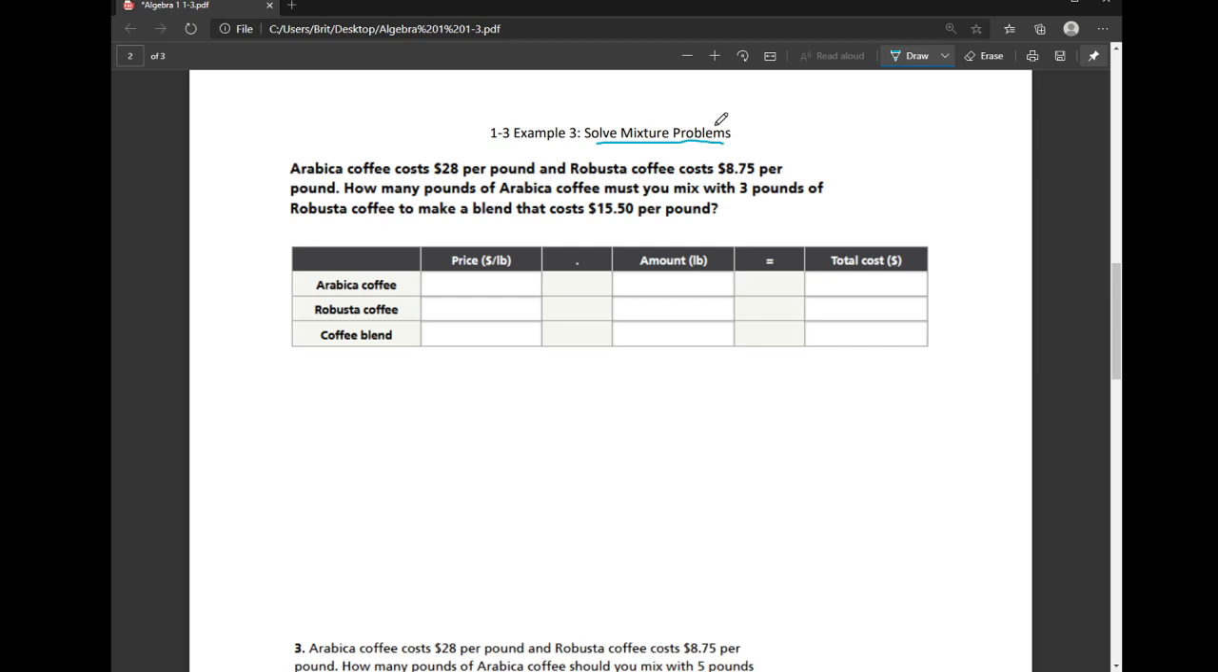So these problems are really nice for businesses, alright? And this is the type of problem you will see in a business, okay?